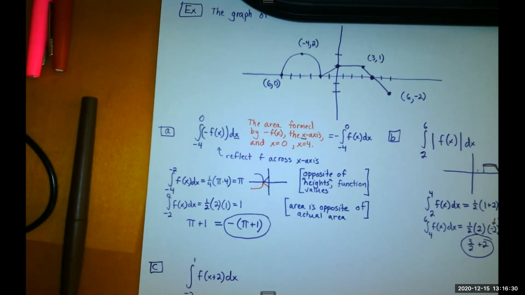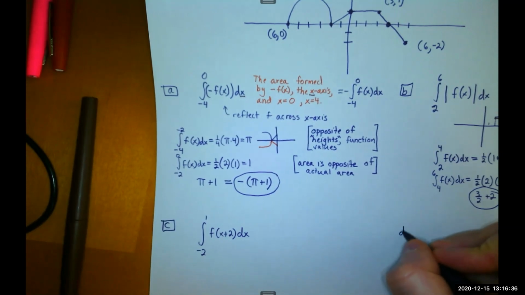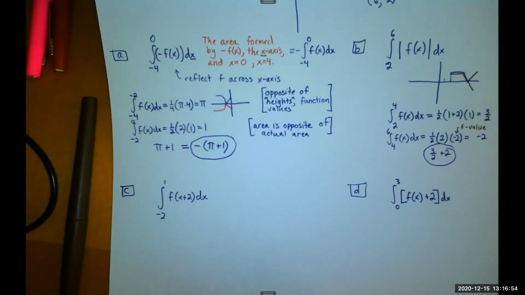Okay, here's the next one. The next one is this transformation. And the last one is this transformation. So what's going on with these? So the definite integral from -2 to 1 of f of x plus 2 dx. The definite integral from 0 to 3 of f of x plus 2 dx.